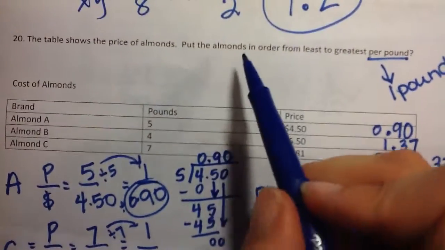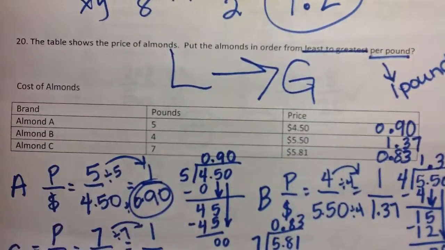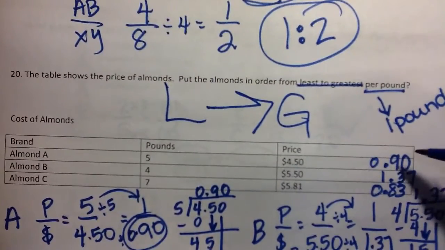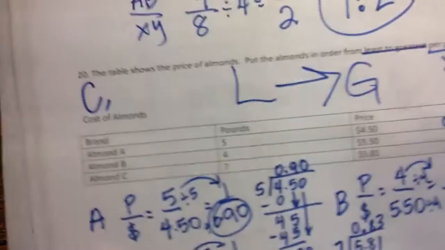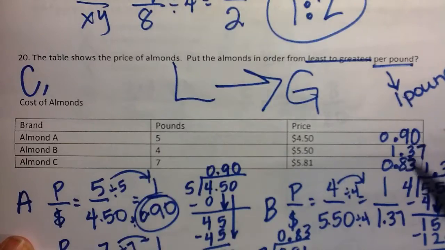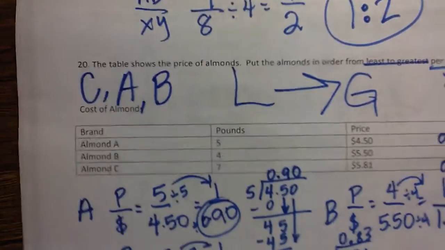So, now it's asking us to put the almonds in order from least to greatest. L to G. So, who costs the least? Almond C. Who costs the second least? Almond A. And then almond B was the most expensive.